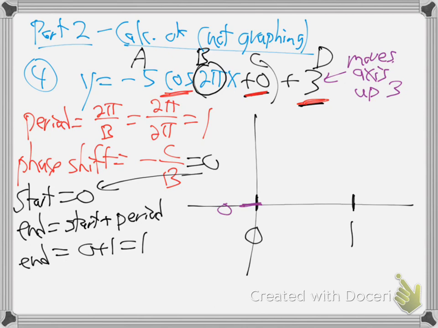So instead of the axis being at 0, it's going to be at 3. It's going to be right here. Oh, I'm going to run out of room. I better squeeze that in. I got a long way to go. 1, 2, 3. There we go. So that's the new middle. It moves the whole graph up 3. The easy way to do that is just move the axis up 3 and make everything around that axis.